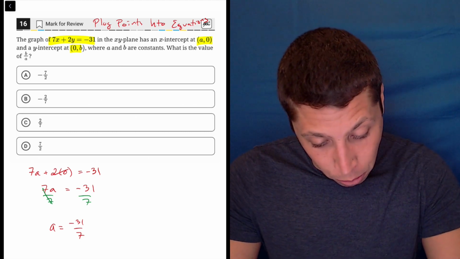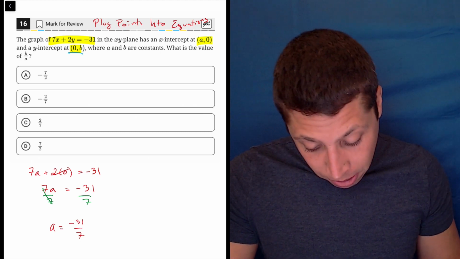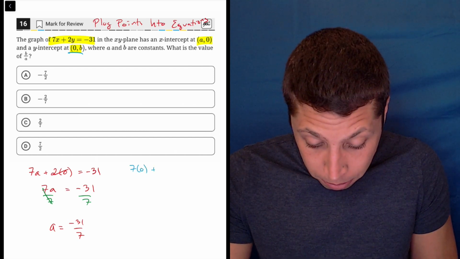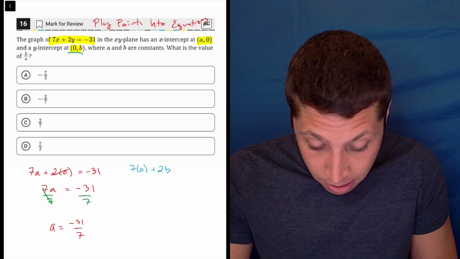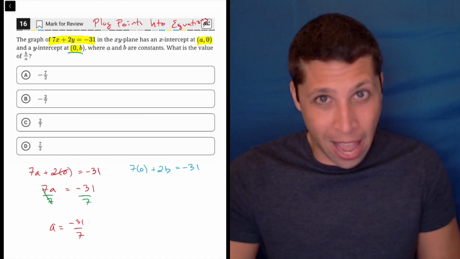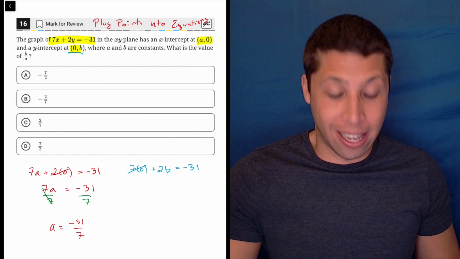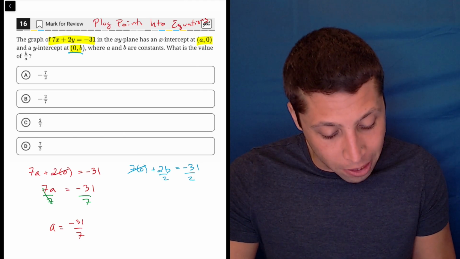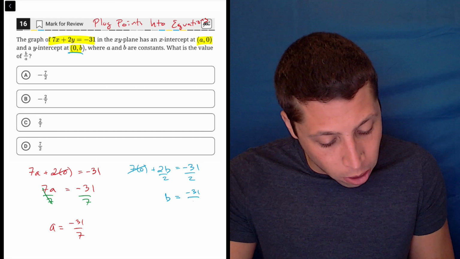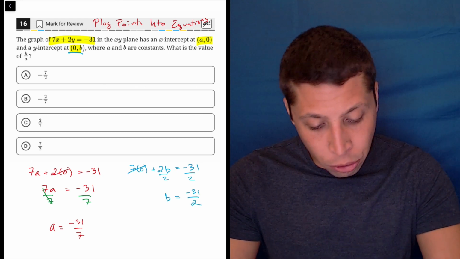So let's go to the other point, right? Let's do the y-intercept. So that's going to be 7 times 0 plus 2 times b is equal to negative 31. So same pattern is going to kind of happen here, right? The 7 and the 0 are going to cancel out. We're going to divide both sides by 2, and we're going to get b is equal to negative 31 over 2.